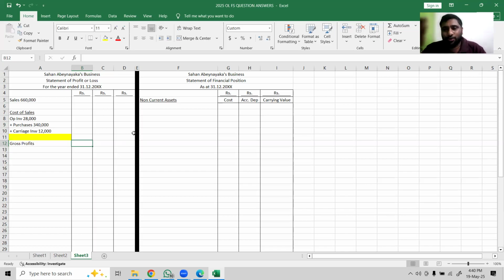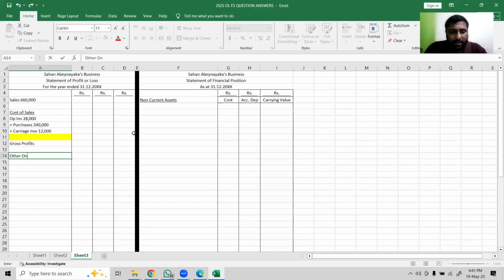Before writing the closing inventory, sometimes your school teacher will say, write the inventory held for sale. If your school teacher tells you, you write it, but for O-levels, no need. For a school term test, you write it if your school teacher says it.